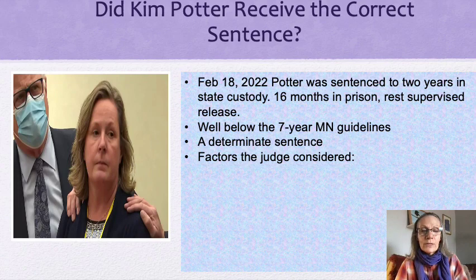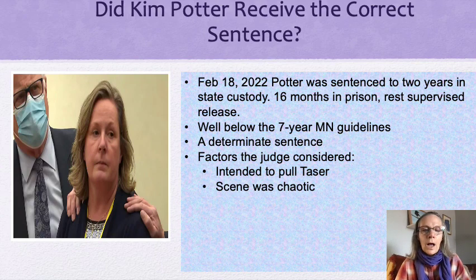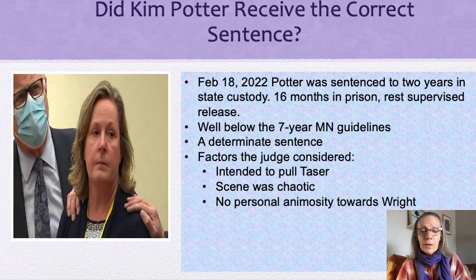So what were some of the factors that the judge considered when going below the 7-year recommendation from Minnesota law? The judge was clear about it in the sentencing hearing. They basically said that Ms. Potter intended to pull her taser. She never intended to pull her gun, and so it was an error on her part. The judge felt that the scene was really chaotic after being pulled over. What ensued was really chaotic, which might have contributed to Ms. Potter's pulling her gun rather than her taser.